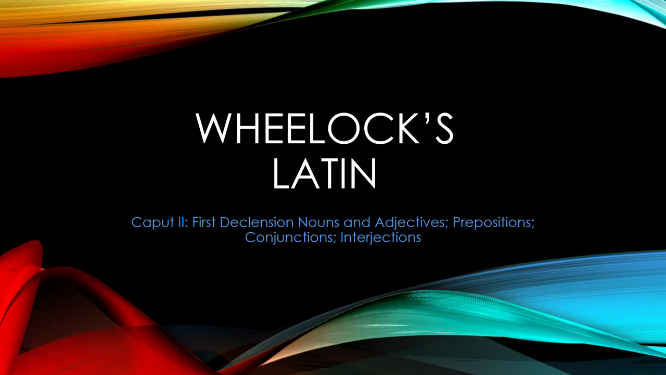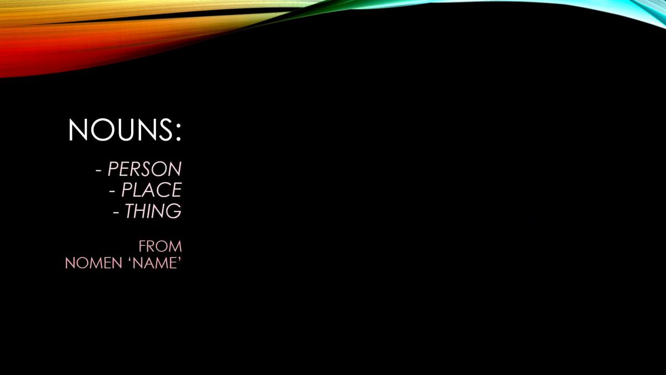Salvete omnes. Today we will be learning from Chapter 2 of Wheelock, which includes first declension nouns and adjectives, prepositions, conjunctions, and interjections. As I'm sure you all know, a noun is a person, place, or thing.